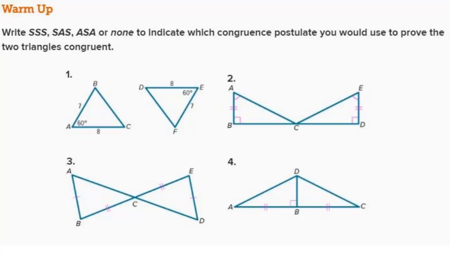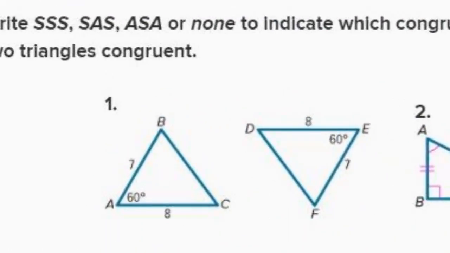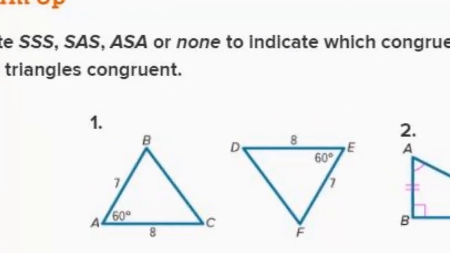All right. On number 1, what reason could we give that these two triangles are congruent? I'm sorry, I thought I heard somebody say something, but I couldn't make it out. SAS, side, angle, side.